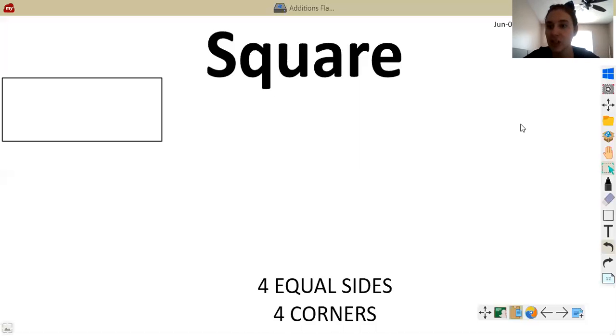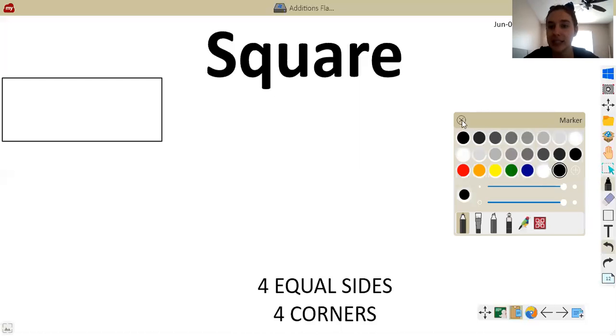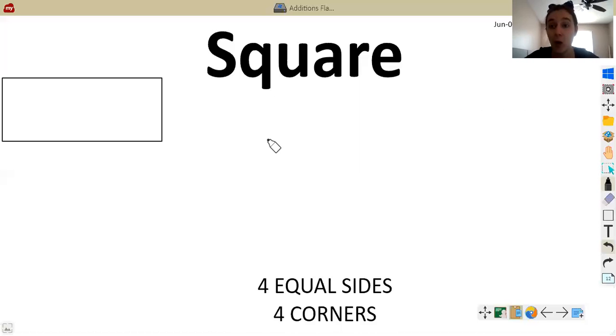Now remember, Miss Samajic said the first thing I want you guys to do is to draw your corners. So let's go ahead. I'm going to make my dots nice and big so you guys can see it. And I'm going to draw my 4 corners. Now, looking at my picture, I can already tell that this isn't going to be a square. It's not going to be a square because remember, a square has 4 equal sides. So as you can see, these sides are a lot shorter than these sides.